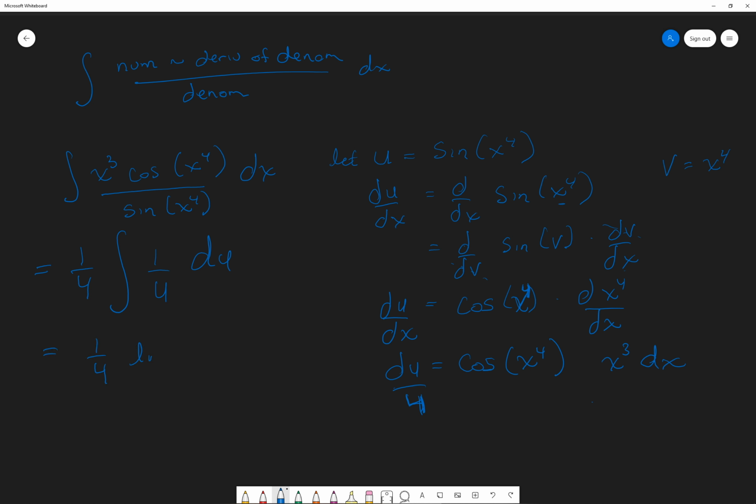So then this becomes 1 over 4 times ln of u. What was u again? It was sine x to the 4. So let's just put that in. Okay, plus the c. Sorry about the little bit of a mess there. And this becomes the solution.